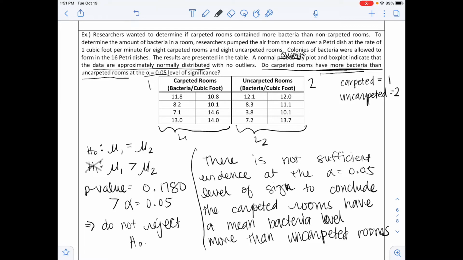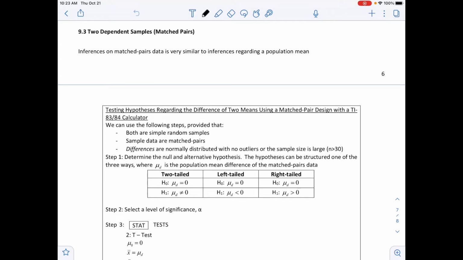We are in section 9.3, 2 dependent samples or matched pairs data. Inferences on matched pairs data is very similar to inferences regarding population means. So matched pairs data means that you're going to be matched up. You could be matched up against yourself. And then dependent is again where one sample decides who is selected for that second sample.